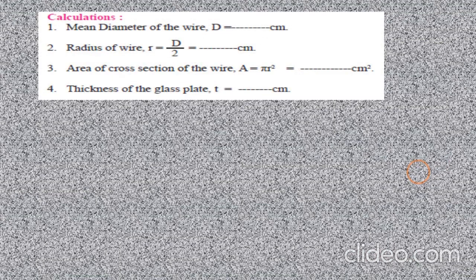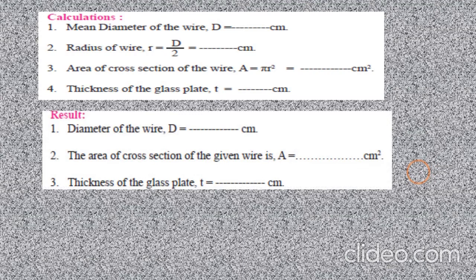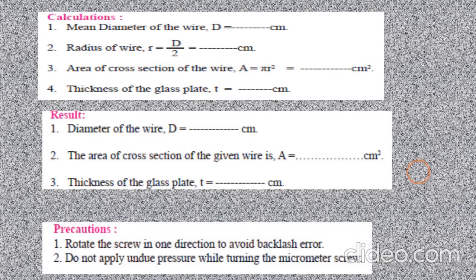Exactly what are we going to calculate? We are going to calculate mean diameter of the wire, then radius of the wire by dividing diameter by 2. Area of cross section A is equal to pi r square, and thickness of glass plate. As a result, we will display diameter of wire in centimeter, the area of cross section of given wire in centimeter square, and thickness of glass plate in centimeter.